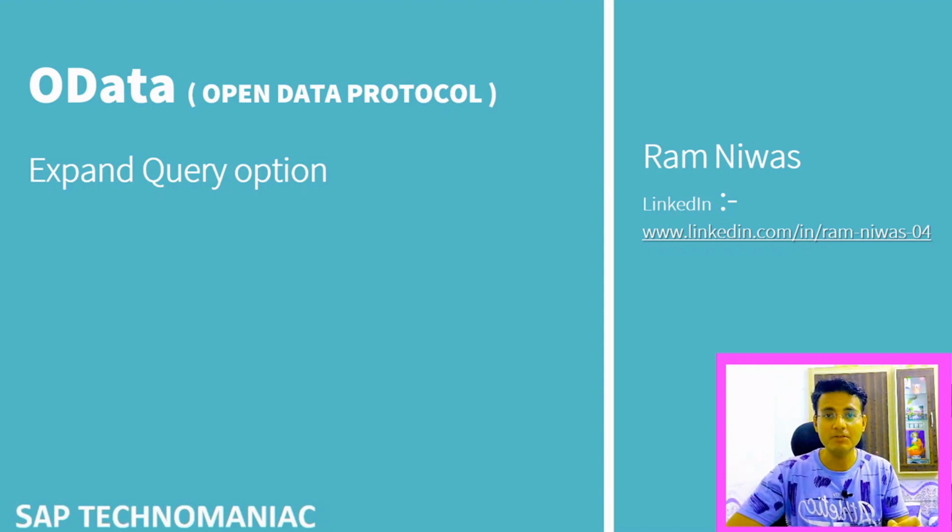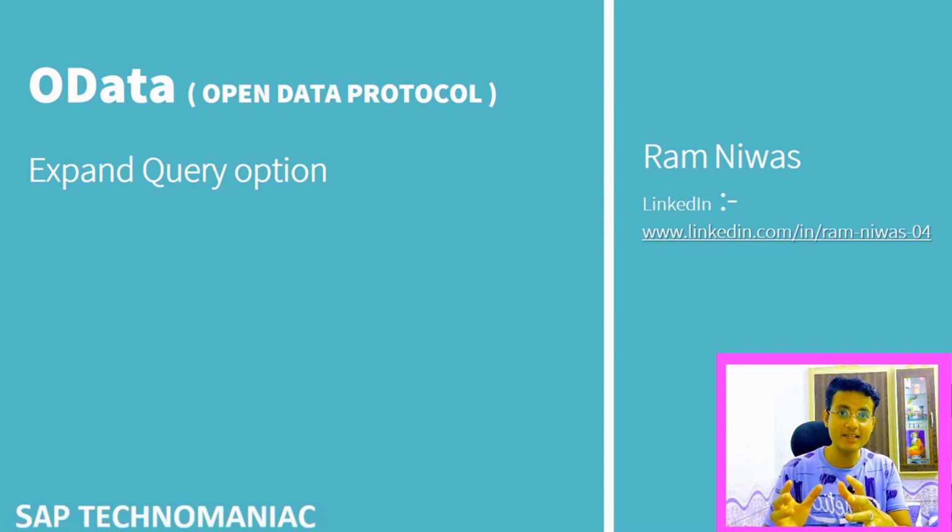In this video, we will discuss expand query options. Generally, we get the data from the database for one entity set at a time. But sometimes the front-end UI requirement is that they want to access the data of multiple entity sets together. That we can do using the expand query options.